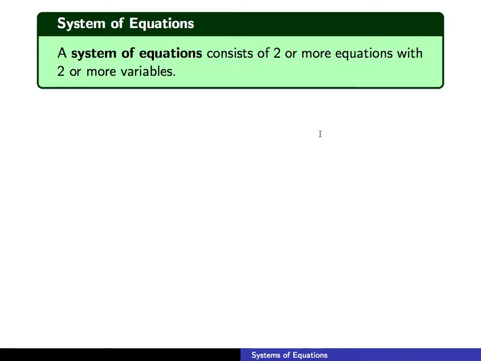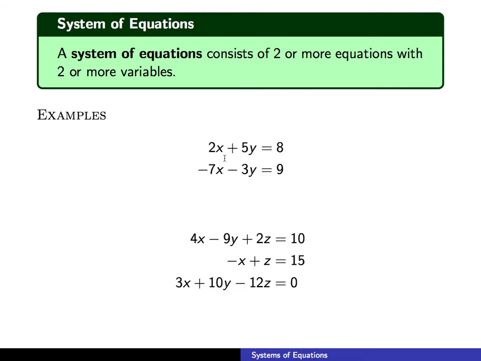A system of equations consists of 2 or more equations with 2 or more variables. So in previous math classes, you may have had an example like 2x plus 5y equals 8 and -7x minus 3y equals 9. And for this first one, we could graph each equation and find the intersection point. That's a solution to them.